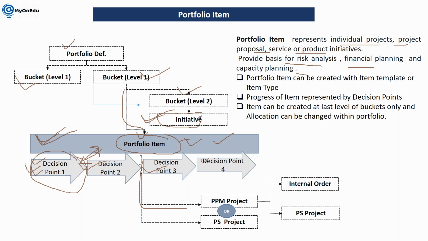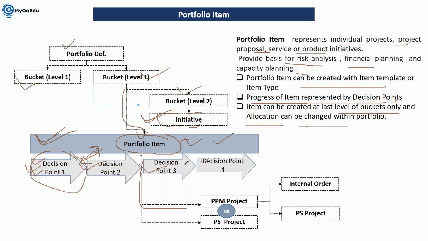When we create a portfolio item, you can create it directly in the system or you can copy it from a template. The progress of the item is represented by the decision point. This is the phase or stage gates. An item can be created at the last level of a bucket only, and allocation can be changed within the portfolio. So this item or initiative can be created at the last level of a bucket. You cannot create it in between two different levels of bucket. So it's crystal clear, your initiative or item always has to be created at the last level of a bucket.